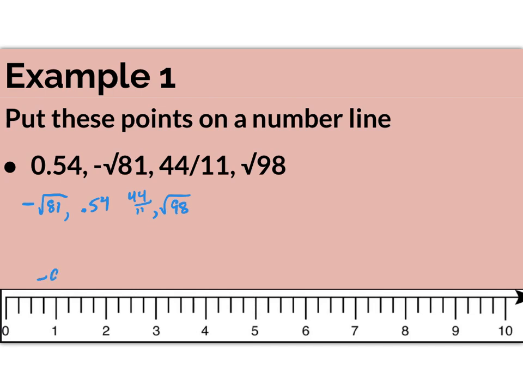So we got -9. Always put a 0 for reference and put your highest number for reference, 10. Okay, so the negative of the square root of 81, and then right here is 0.54, and then 44 over 11 is around 4, and then right here, the square root of 98 occurs just before 10. And that's how we put these numbers on a number line.